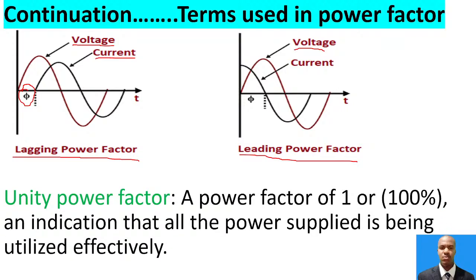Then the other term is a unit power factor, and we simply say that this is a power factor close to a unit. In terms of percentage, it is a power factor which is 100%, and it simply indicates that all the power supplied is being utilized effectively. So at a unit power factor, it implies that all the power supplied from the source is utilized effectively by that load to perform the useful work.